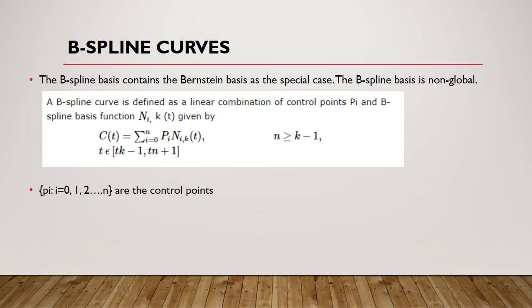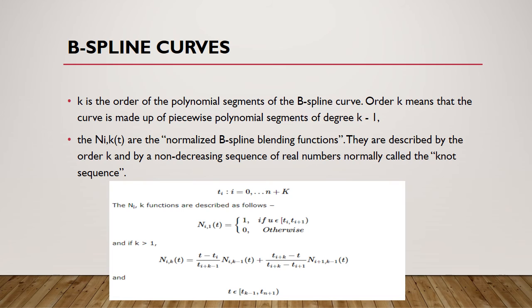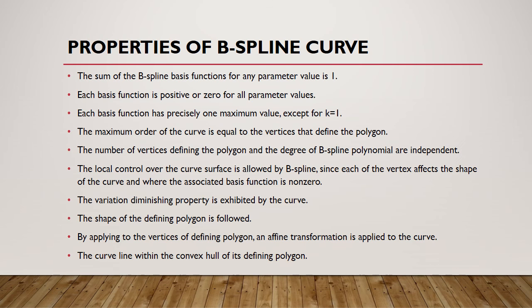It is non-global, and you see the blending function given in the box below. That is the equation or the blending function of the B-spline. This is the explanation of the equation of B-spline, where k is the order of the polynomial segments and the degree is k minus 1, and the function of t is called the knot sequence. So these are the properties of a B-spline.